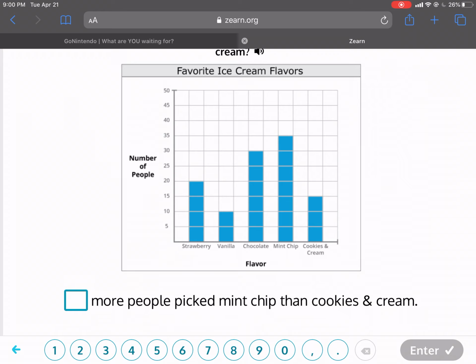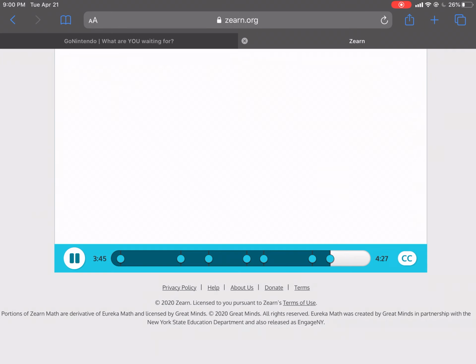Blank more people picked mint chip than cookies and cream. So I'm going to look at the difference between mint chip and cookies and cream. I'm just going to count the squares up, going up by 5s to see what the difference is. So 5, 10, 15, 20. 20 more people chose mint chip than cookies and cream.